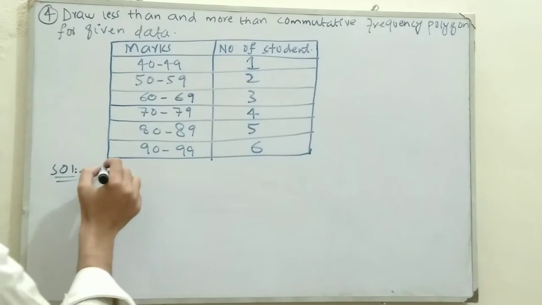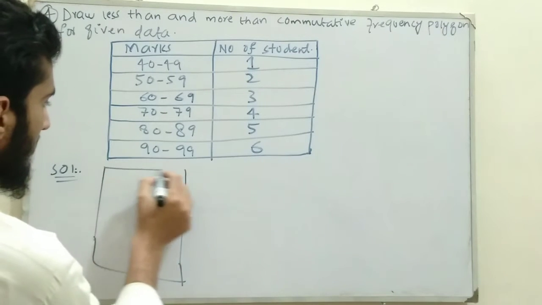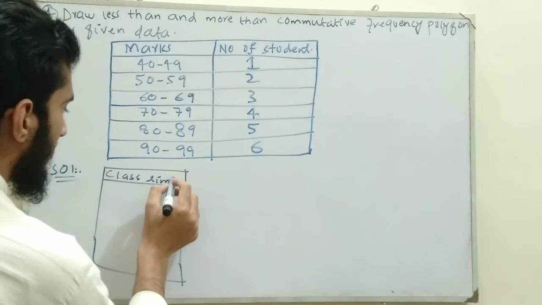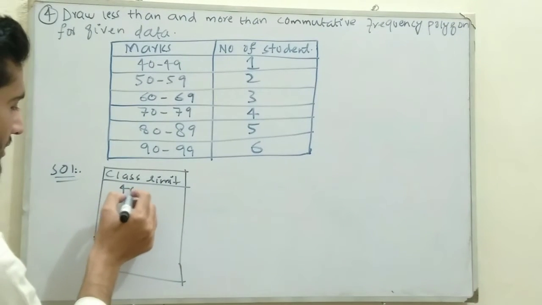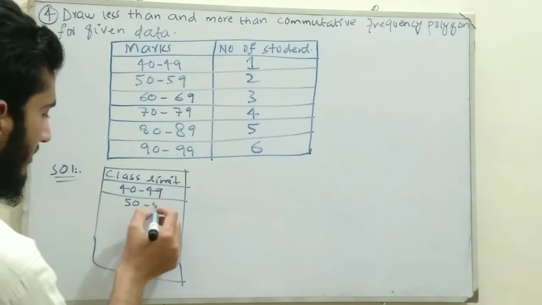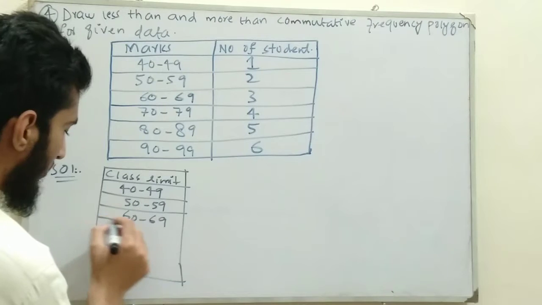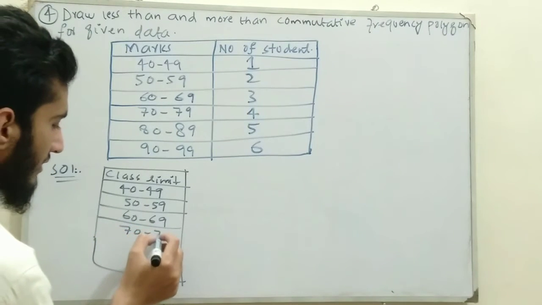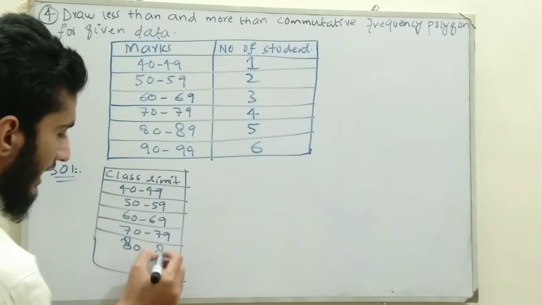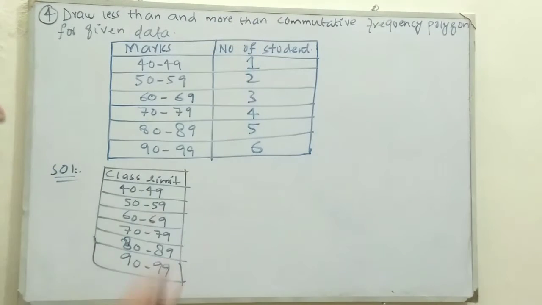So solution, we will consider marks as a class limit. So let's suppose this is the class limit. First class limit is 40 to 49. The second one is 50 to 59. The third one is 60 to 69. The fourth one is 70 to 79. The fifth one is 80 to 89. And the last sixth one is 90 to 99, and we have also a number of students available.